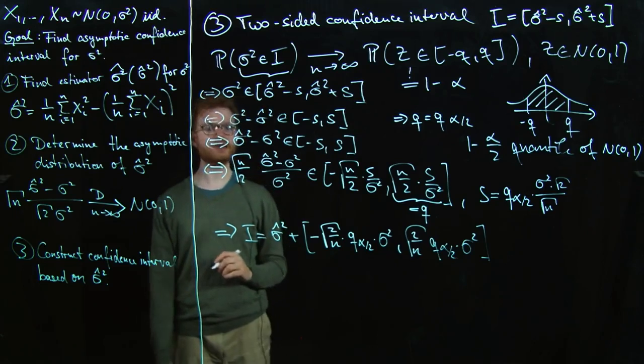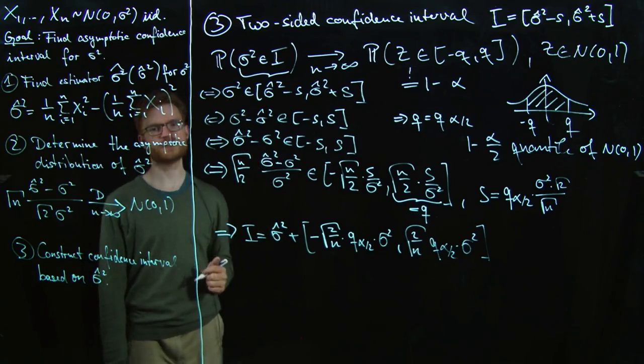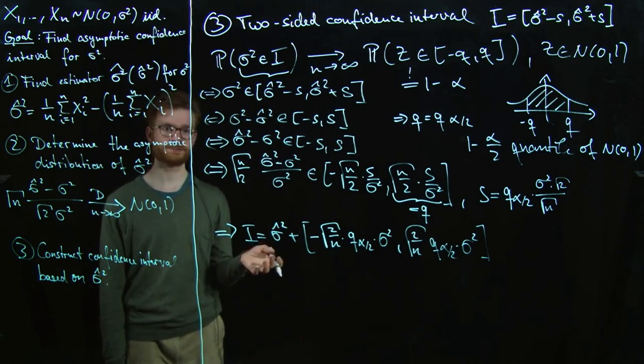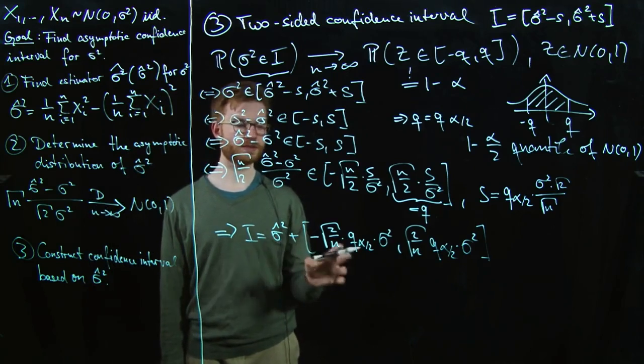Great. Now, it looks like we might be done. Or are we? There's one problem with this confidence interval. Do you see what it is? Right. We were just trying to give an interval for sigma squared.